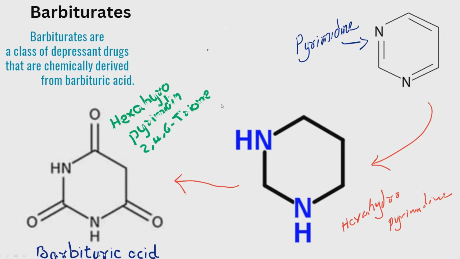Barbiturates. Basically, all these drugs contain barbituric acid. Barbituric acid is hexahydropyrimidine 2,4,6 trione. This is a hexahydropyrimidine, and at the 2, 4 and 6 positions, trione is there. This is derived from pyrimidine. So it is a 6-member, 2 nitrogen containing heterocyclic ring.